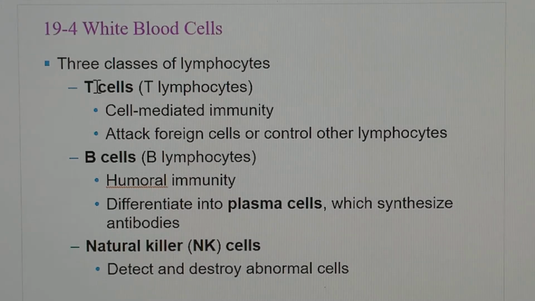And types, we have T cells or T lymphocytes, which are cell-mediated immunity, attack foreign cells, or control other lymphocytes. We have B cells or B lymphocytes, which deal with humoral immunity. They differentiate into plasma cells with synthesized antibodies. And then we have natural killer cells, which detect and destroy abnormal cells.